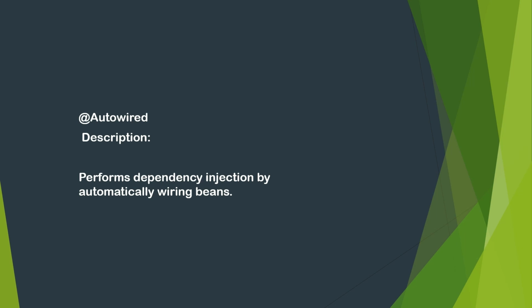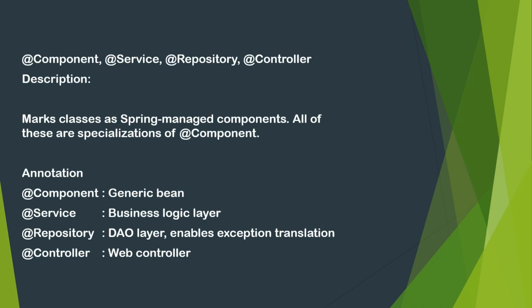So @Autowired is very important in the Spring framework. It helps us to perform dependency injection. Let's say you have different components or services, you can simply use the @Autowired annotation to avoid the creation of new instances. And these four annotations define the different purposes of the components.